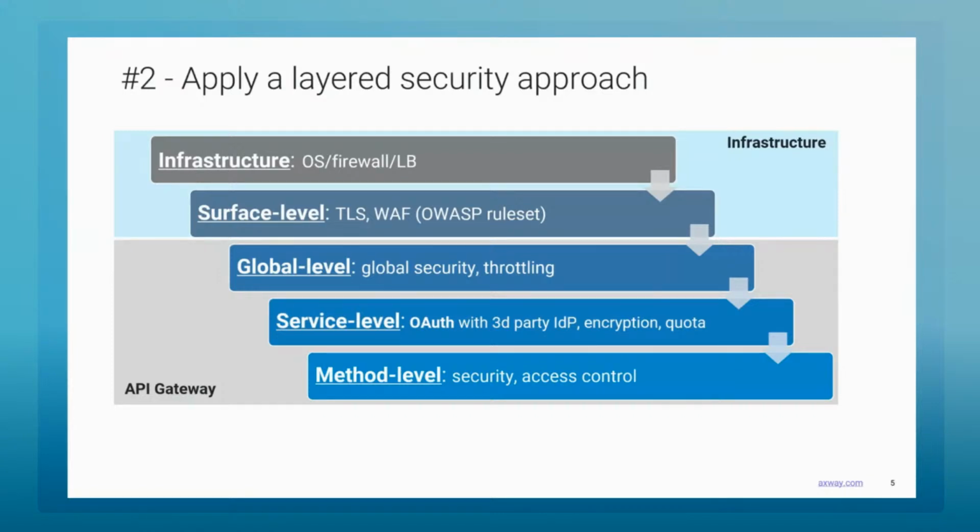Next, we go to tweaks and security configuration in the API gateway itself. And the first is the layer that you configure at the global API security cluster.